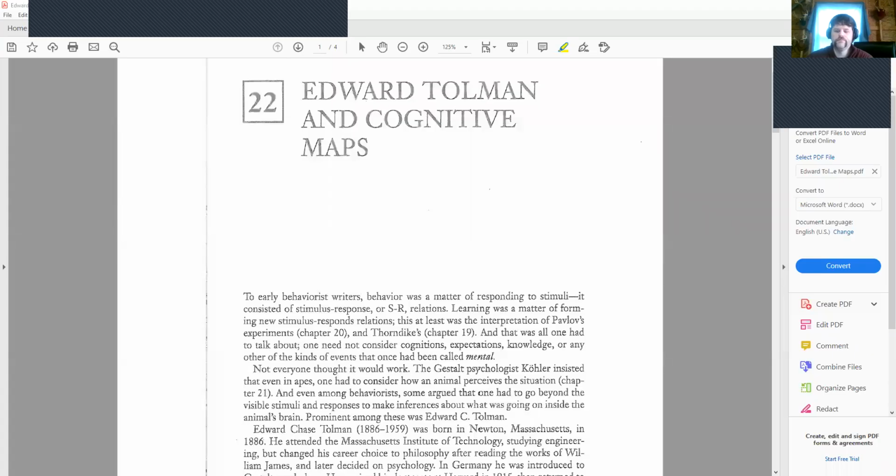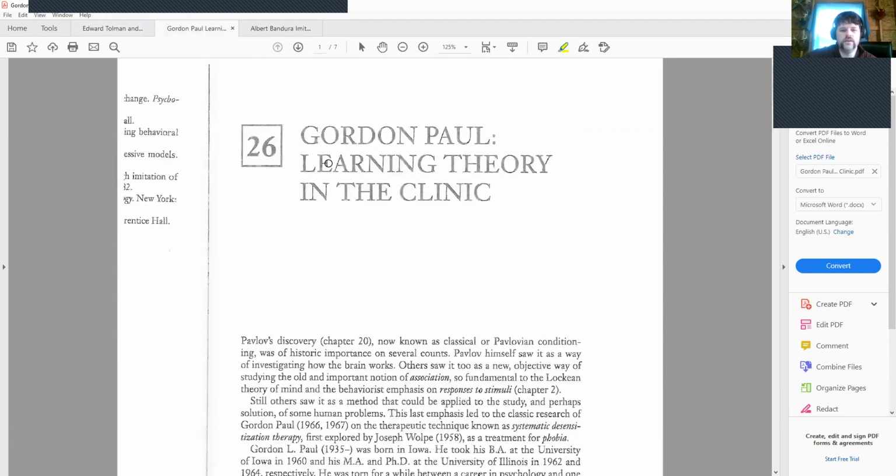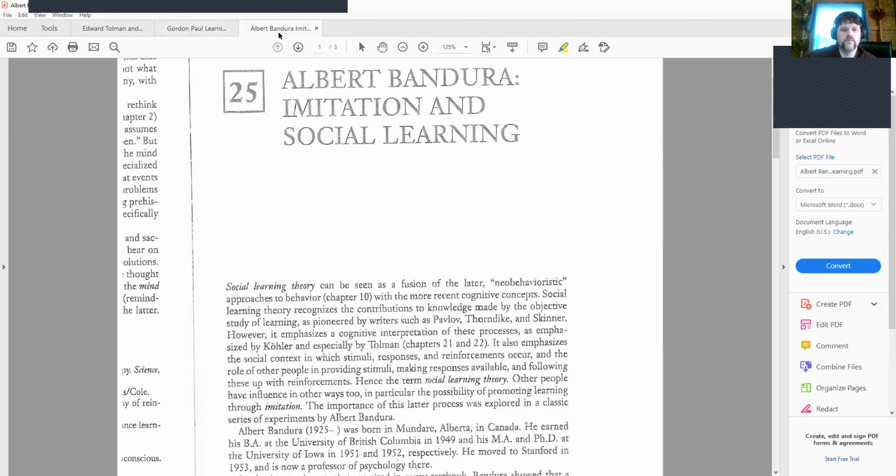You might want to grab these articles if you printed them out, or at least maybe write a thing or two down. Whatever works for you. All right, the first article here is Edward Tolman and Cognitive Maps. The second one will be Gordon Paul and SDT, Learning Theory in the Clinic. And then the last one, Albert Bandura, Imitation and Social Learning.